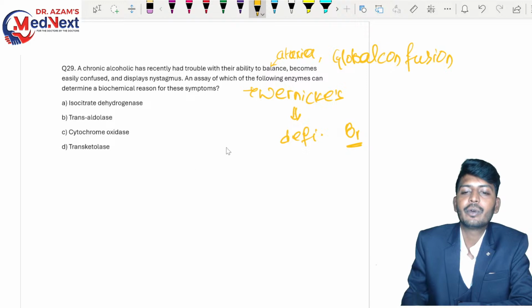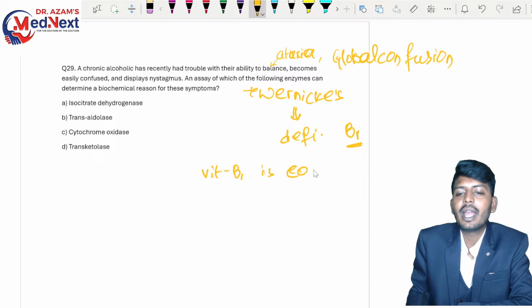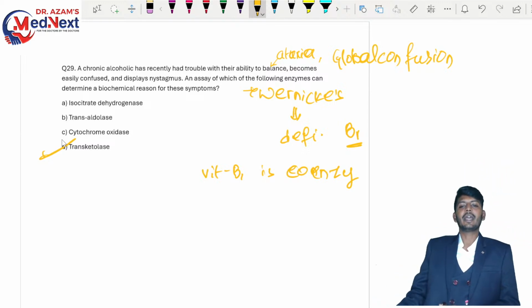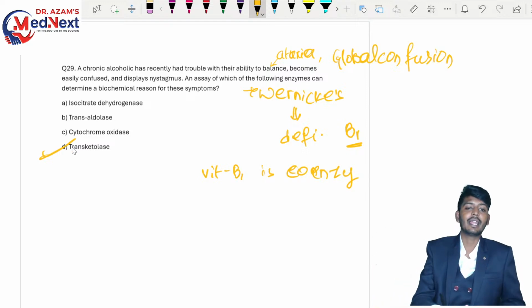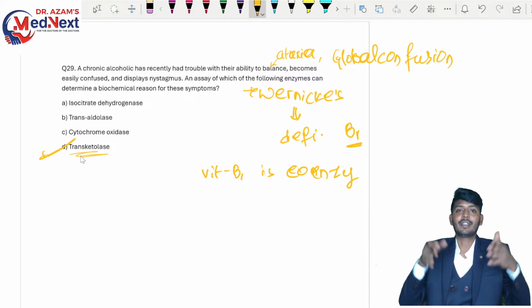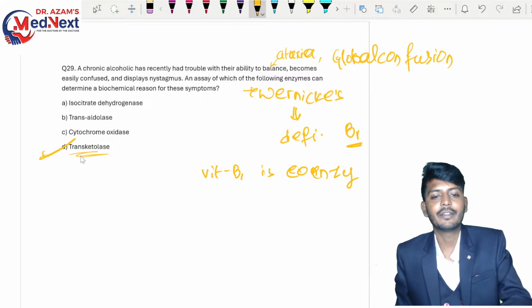If vitamin B1 is deficient, vitamin B1 is a coenzyme for transketolase. Thiamine pyrophosphate is the coenzyme for transketolase. So to determine its biochemical activity, we are going to check for the transketolase enzyme. And you already know the Wernicke's encephalopathy mnemonic: global confusion, ophthalmoplegia, and ataxia. Hope this part is clear. Let's go to the next question.